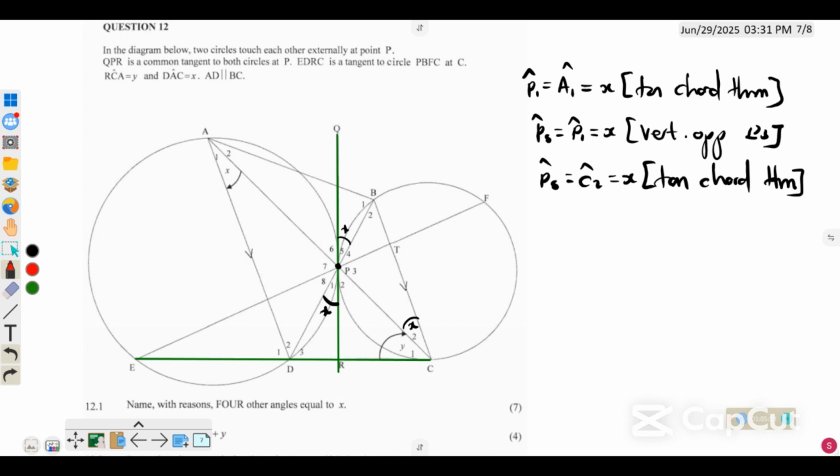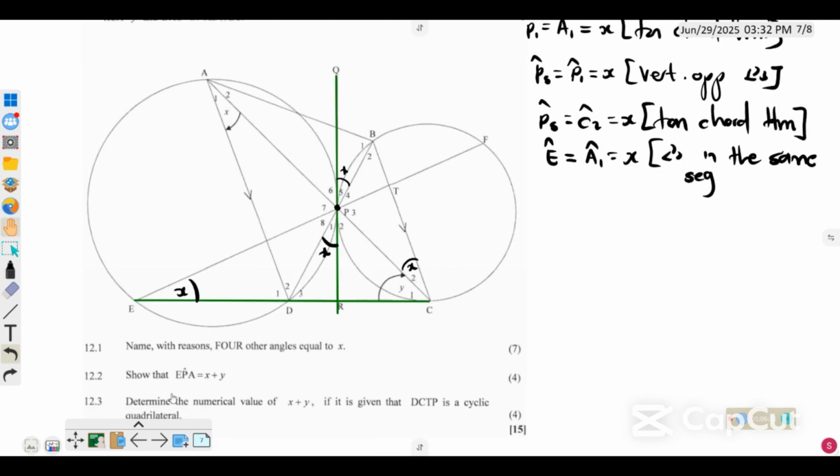Oh, there's the fourth one. If you look at this, you will see that this angle right here is subtended by that chord, but the very same chord goes on to subtend another angle, both at the circumference. So that's angle E, which is the last one. Angle E should be equal to angle A1 and it should be equal to x. Those are angles in the same segment. Okay, so this is x as well.